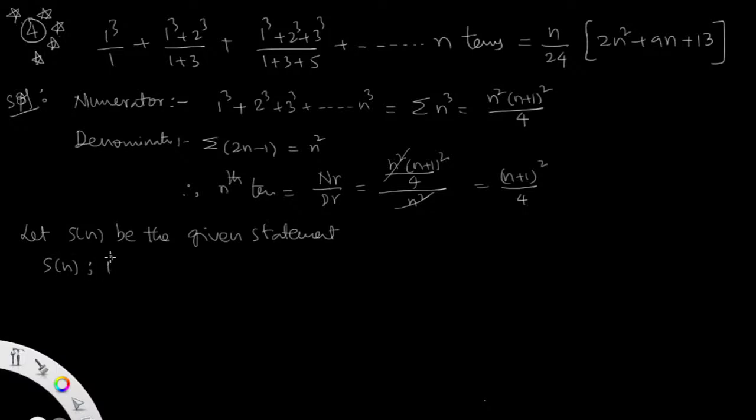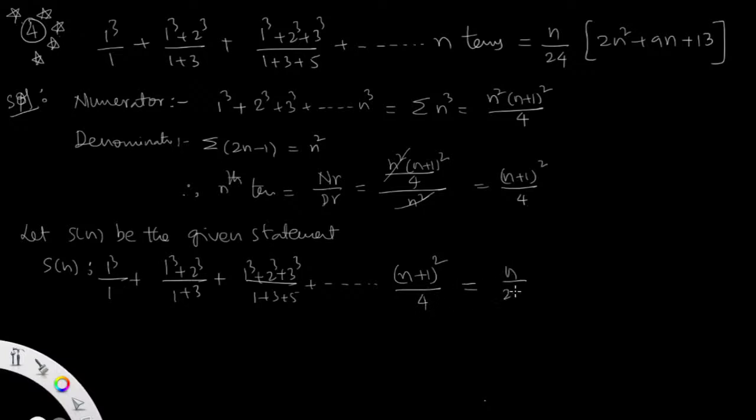Therefore, S of n is such that 1 cube by 1, plus 1 cube plus 2 cube by 1 plus 3, plus 1 cube plus 2 cube plus 3 cube by 1 plus 3 plus 5, going on, and in the place of the nth term we write n plus 1 whole square by 4, which is equal to n by 24 into 2n square plus 9n plus 13. In mathematical induction there are steps we have to follow. First, for the given statement, find out the nth term of the series. Then go to the basic step.